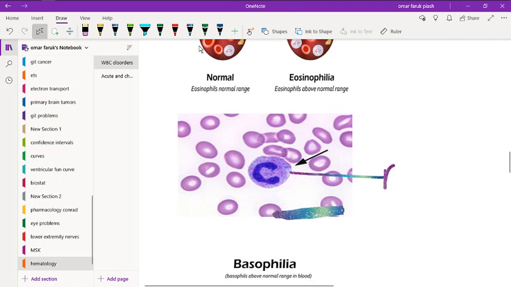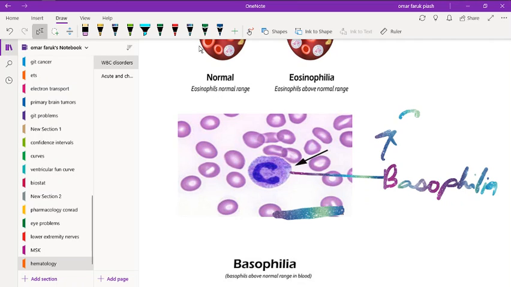This is the picture of basophilia. When you find basophilia, the first thing you have to remember is CML, chronic myelogenous leukemia, the number one cause of basophilia.